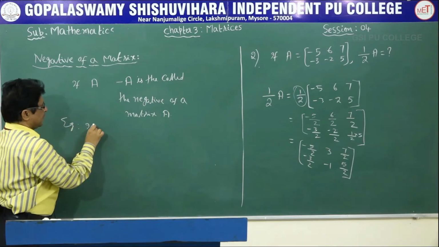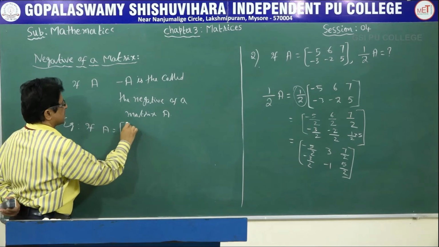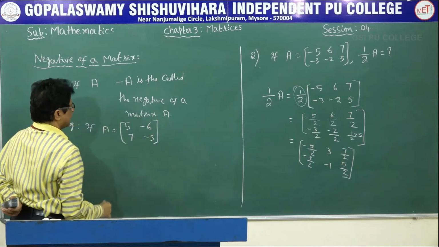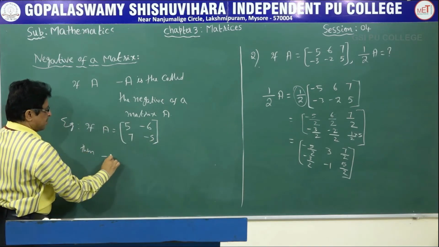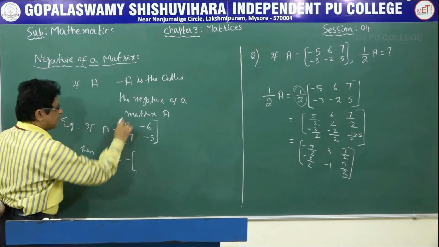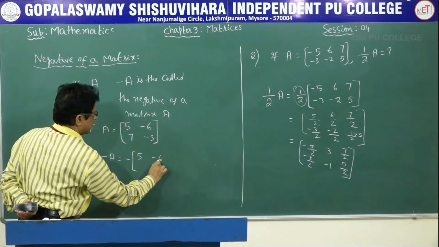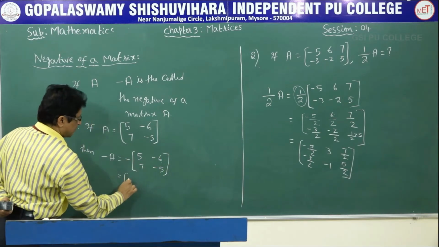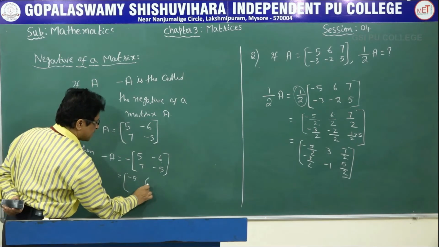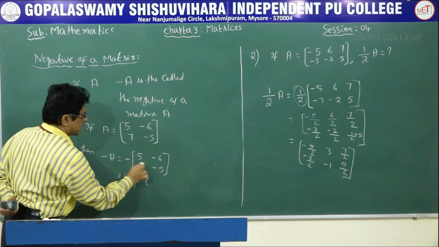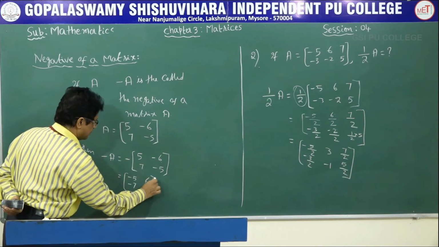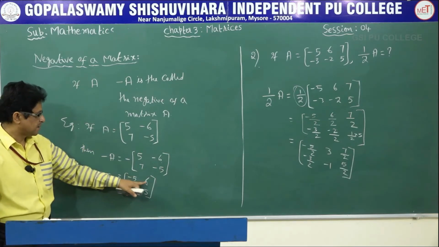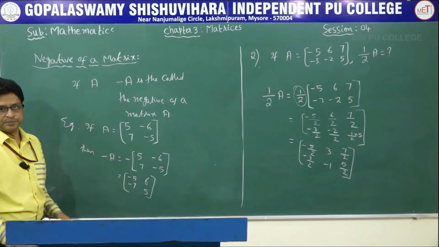Example, if A equals 5, minus 6, 7, minus 5, then minus A will be equal to minus of this matrix 5, minus 6, 7, minus 5, which will be equal to minus into 5, minus into minus 6, minus into 7, minus into minus 5. So the negative of the matrix A is nothing but minus 5, 6, minus 7, 5.